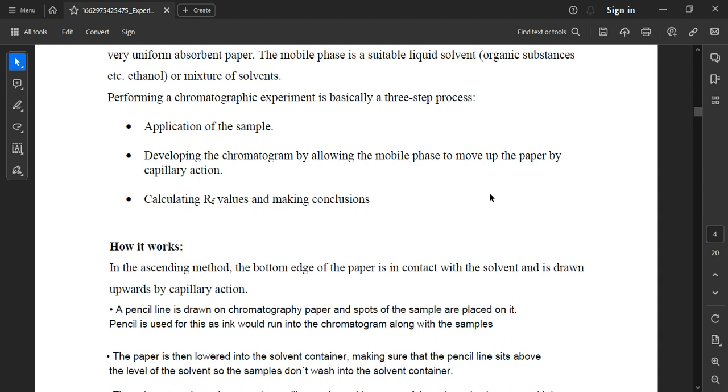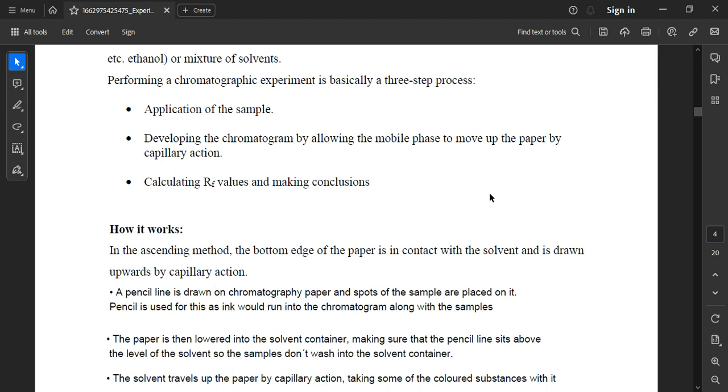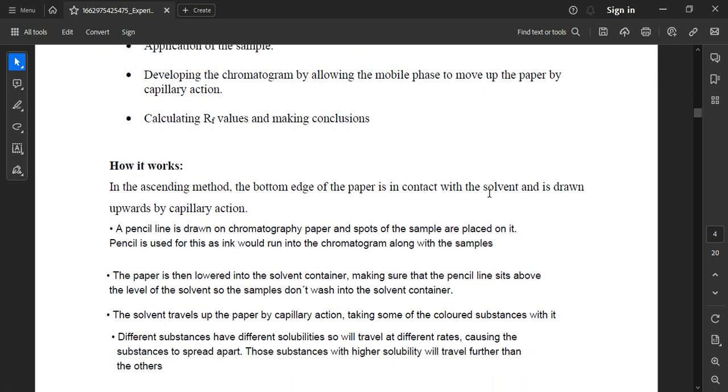In the ascending method, the bottom edge of the paper is in contact with the solvent and is drawn up by capillary action. A pencil line is drawn on the chromatography paper and spots of the sample are placed on it. Pencil is used for this as ink runs into the chromatogram along with the samples.